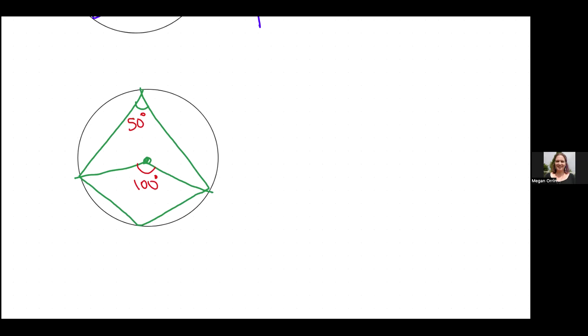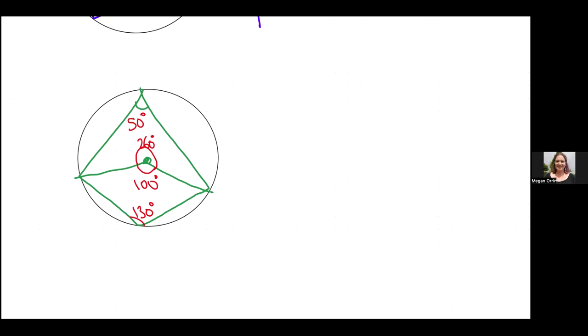Is there anything else I could work out? What other part? You need to be more specific. Good. So this is a full circle, isn't it? So if that's 100, this is 260. What do I know about this angle down here? Why is it 130?